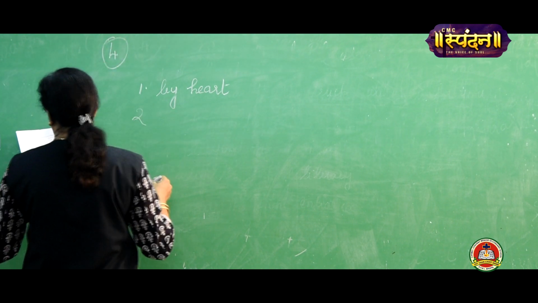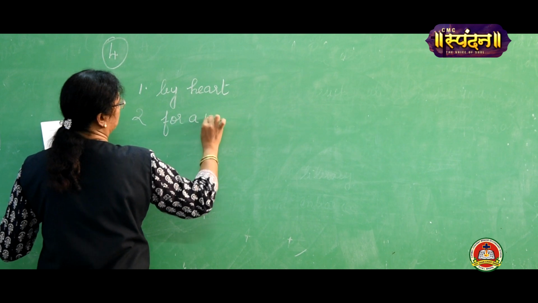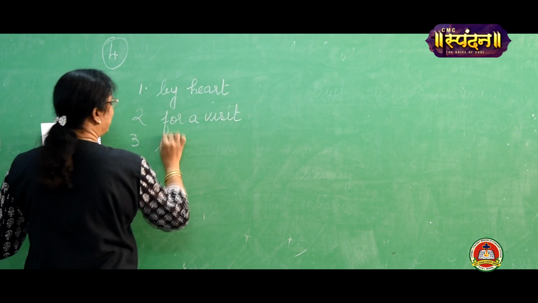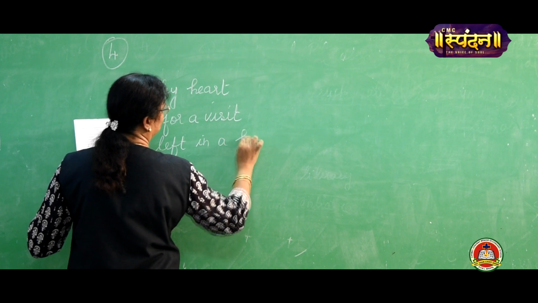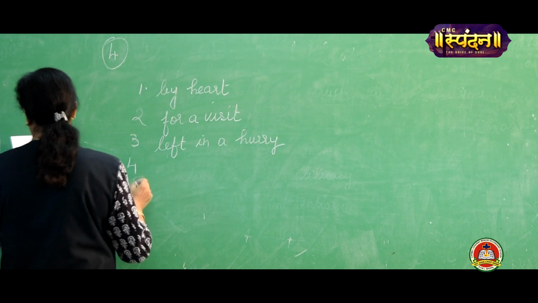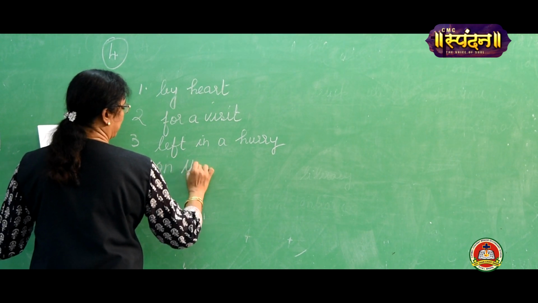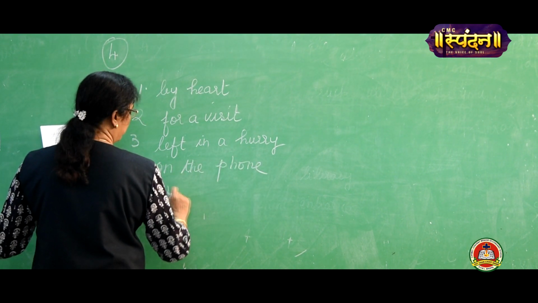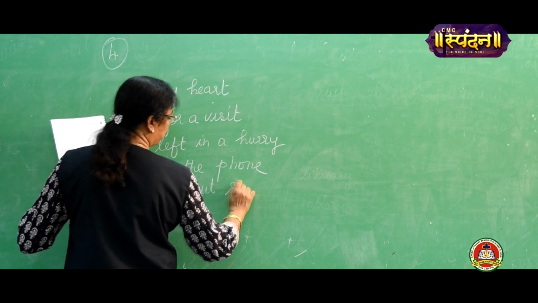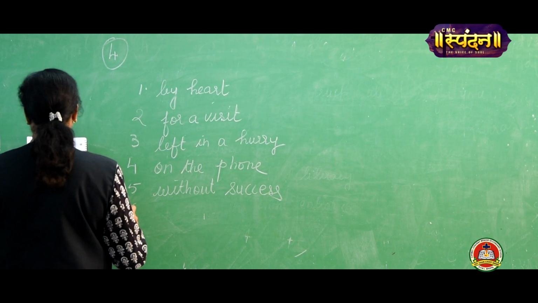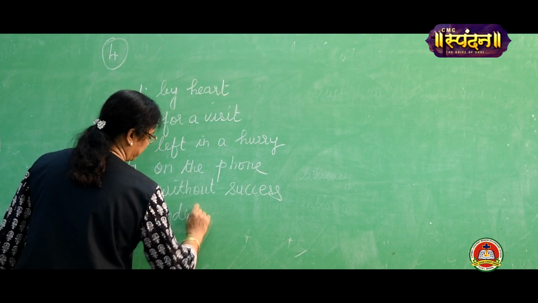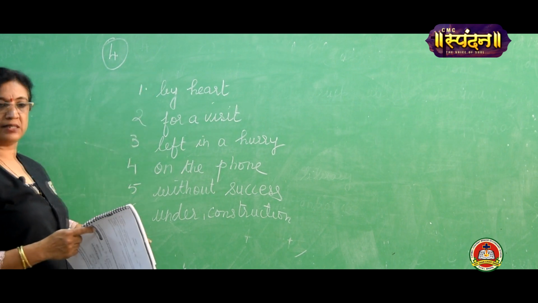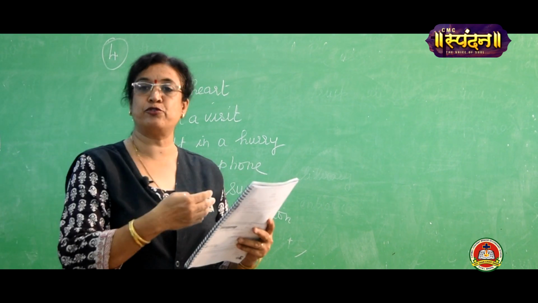Okay. Number two. My cousins are here for a visit. Number three. She was running late, so she left in a hurry. Number four. I spoke to him on the phone. Number 5. He tried to repair the tap without success. Number 6. The new building is still under construction. Okay, so all these are answers. Answers are given there only, but we have to choose and write.